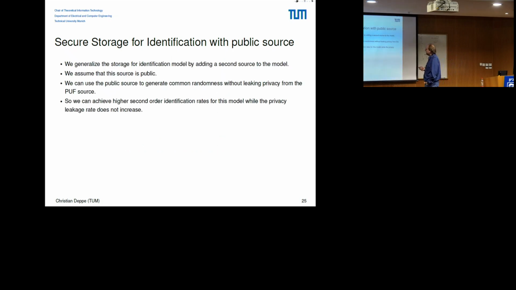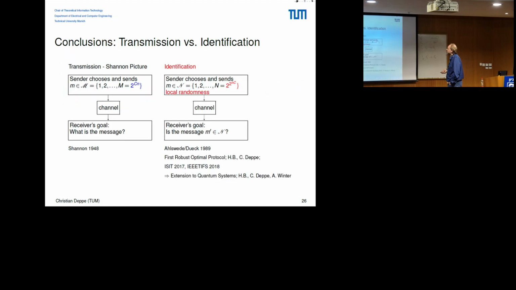So we generalize this for identification by adding a second source, and we assume that the source is public, and we can use the public source to generate common randomness without leaking privacy from the PUF source, so we can achieve higher second order identification rates for this model, while the privacy leakage does not increase.